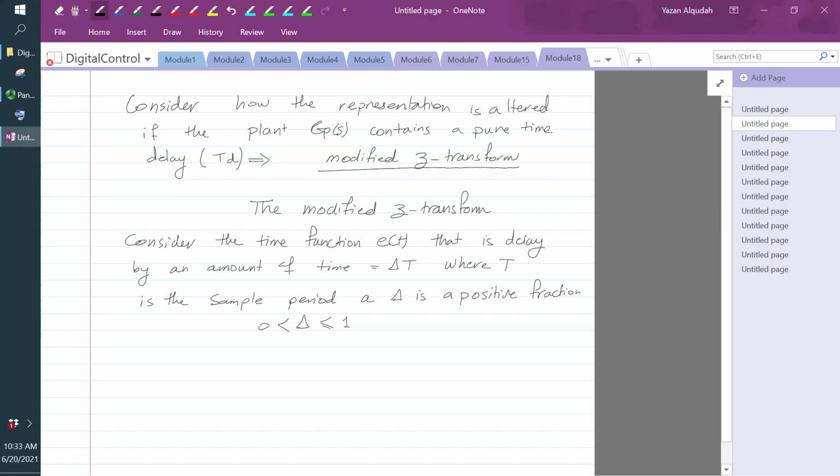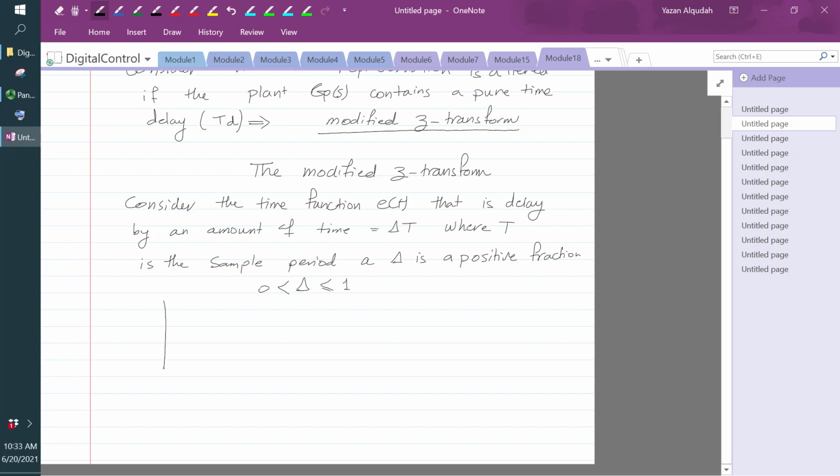So what that means, if I look at the signal e of t before the delay, we have a continuous time signal. I could be sampling this signal every T seconds. So there is 0, this is T, this is 2T. I can take these samples and then calculate the Z transform from these samples and get the Z transform of the signal.